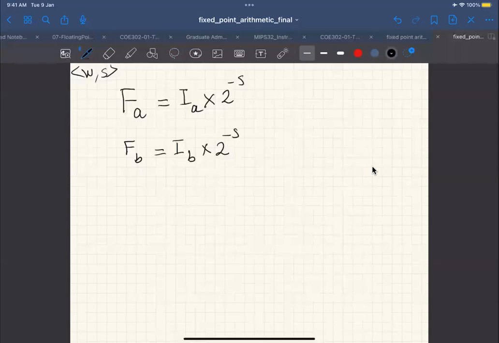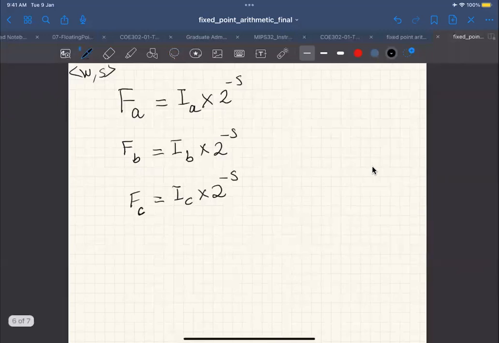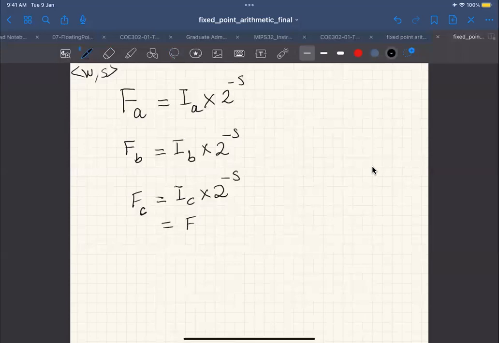Now, my multiplication result, which is FC, is going to be some integer value multiplied by the same scale, 2 to the minus S. But I know that this is nothing but the fixed point representation of A multiplied by the fixed point representation of B. Then I will expand this to be this, and this to be this.